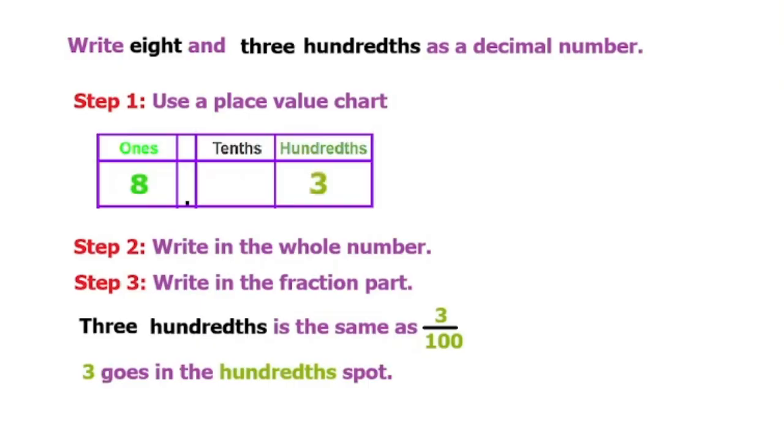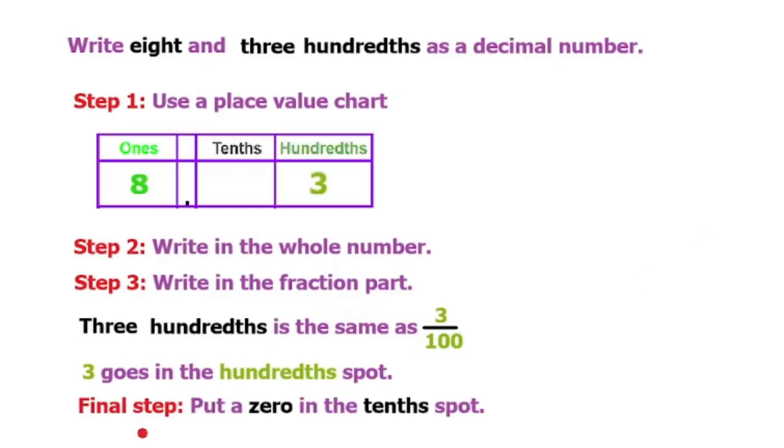But what happens here? It's empty there. So when we have a number like that, we have to make sure that the final step is to put a 0 in the tenths spot. We can't just leave it blank. So we put it in. 8.03. So our final answer is 8.03.